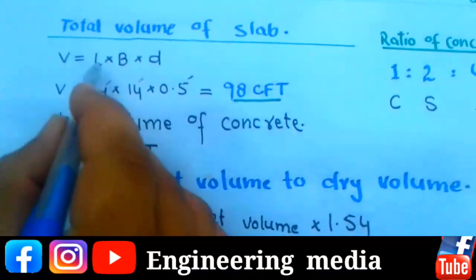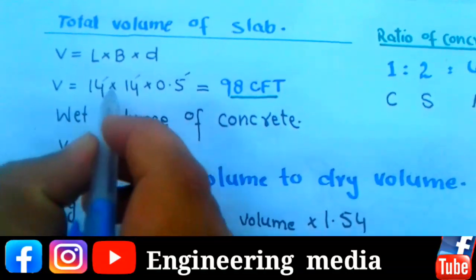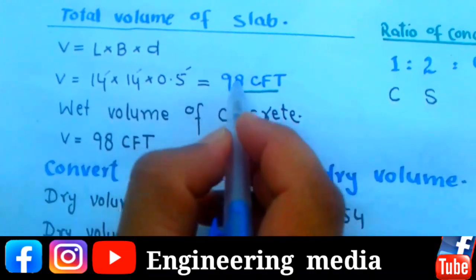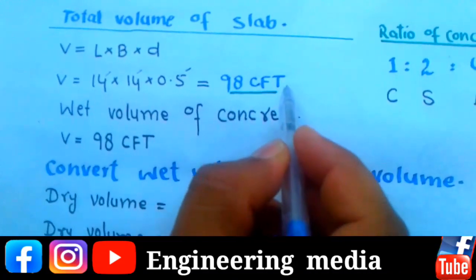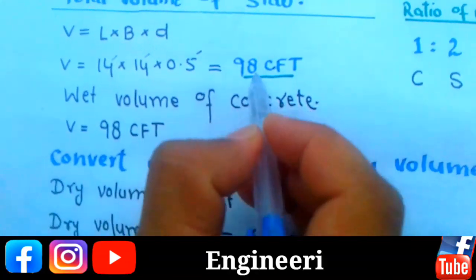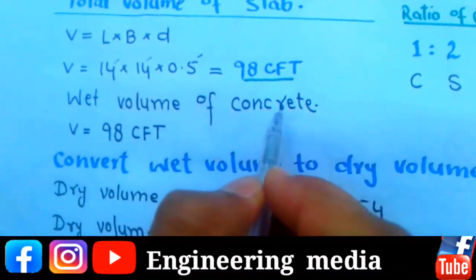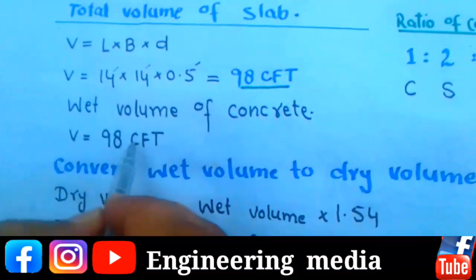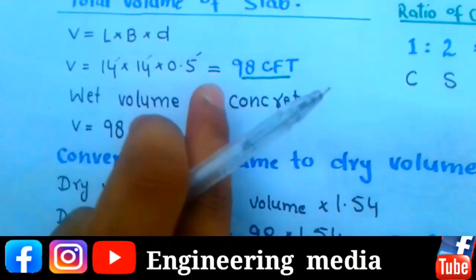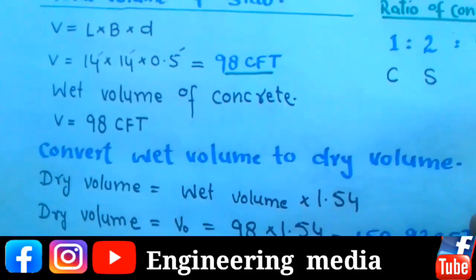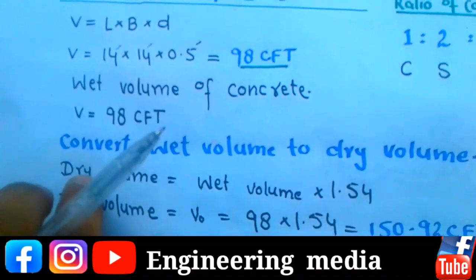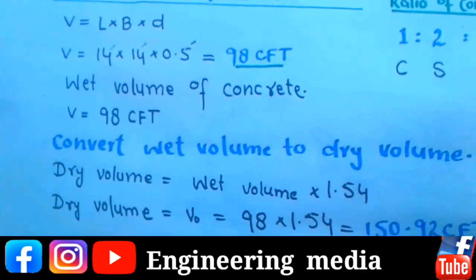So when we multiply length, breadth and depth, 14 multiplied by 14 multiplied by 0.5, 98 CFT or cubic feet is given out. So this is the value of wet volume, which is 98 CFT. Wet volume of concrete is 98 CFT. So we do not use this 98 CFT for this concrete slab. We have to convert this wet volume into dry volume, because we use dry volume for this concrete slab.